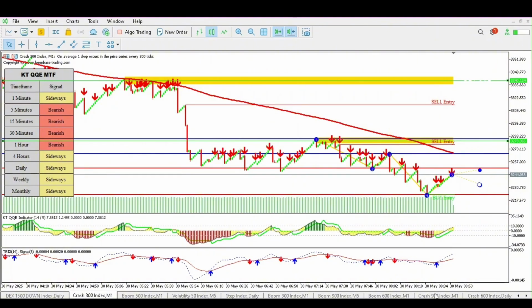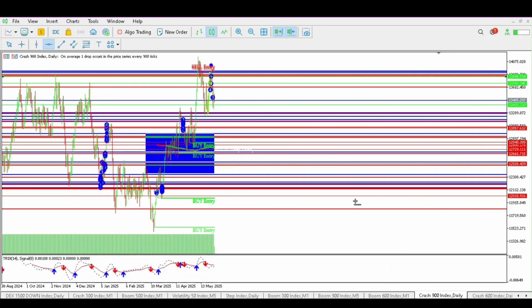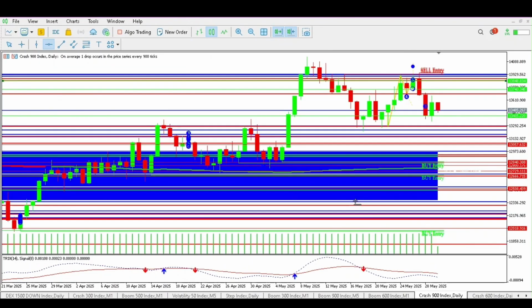So we are now moving on to Crash 900. So this is our Crash 900, guys. First and foremost, you check your daily time frame to see the overall trend of the market. So here we can see the previous candlestick. This is a bullish candlestick, right?